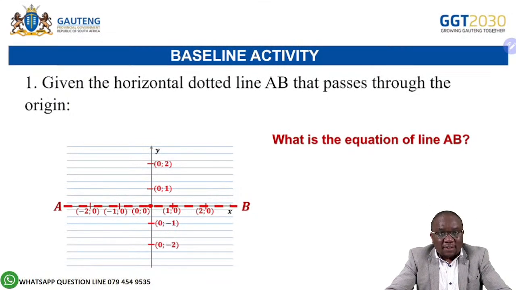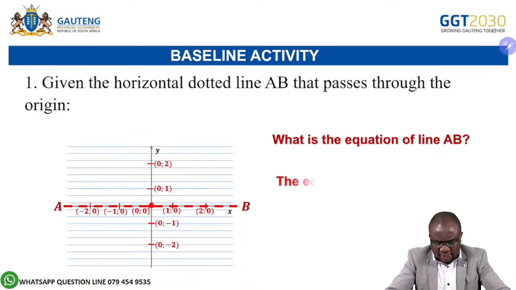Right, welcome back, learners. What did you get? What is the equation of this line, the dotted line AB? Where does it pass? At the origin. So the y value here at the origin is 0. So the equation here is y is equal to 0.